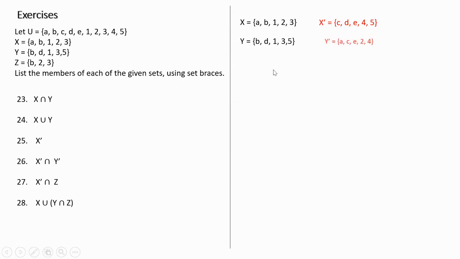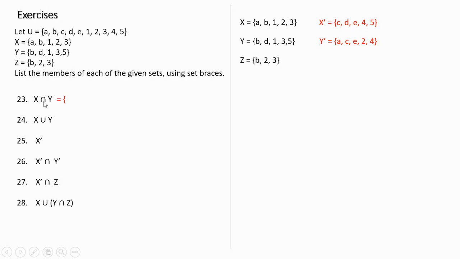That's my set Y. This is the complement of Y, or not Y. And again, the same way, we go to the universal set. So not B, not D, not 1, not 3, not 5. So this is what's left: the elements A, C, E, 2, 4. That's Z. Right, so now let's start, because here we don't have to find the complement of Z, just only X and Y. So now this will be easier to observe because everything's here on the right.